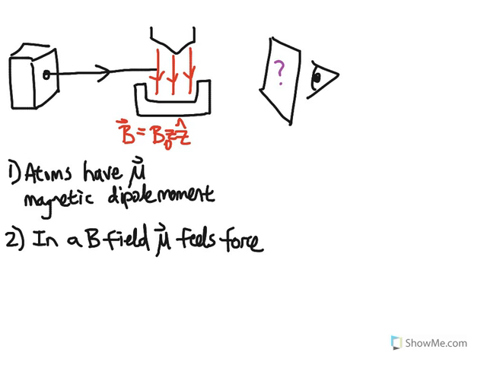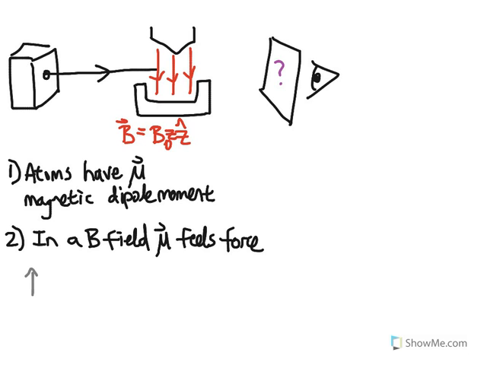But the idea is, if you have a B field that changes with space, then your magnetic dipole is going to feel a force, and I could show that, but I won't. Basically, the only thing that matters is that it feels a force. But let me show you exactly how it feels this force. Let me draw some sample magnetic moments down here.